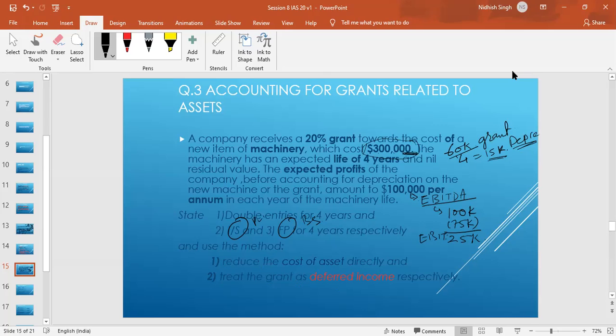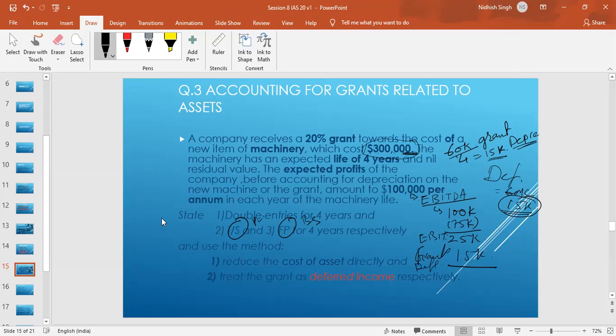Now let's do the accounting for the grant, deferred income, which is 60K. We need to depreciate that. So that should be 15K. So basically 15K should be recognized as income. Okay. So grant or deferred income, basically, that will be 15K. Okay, so far.